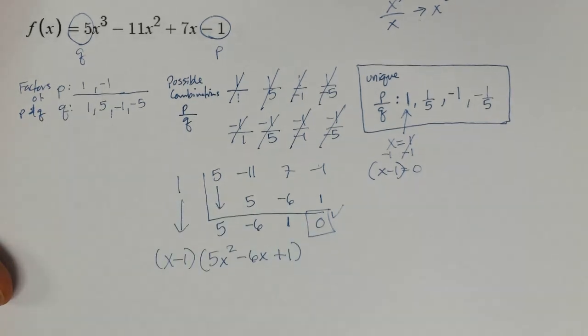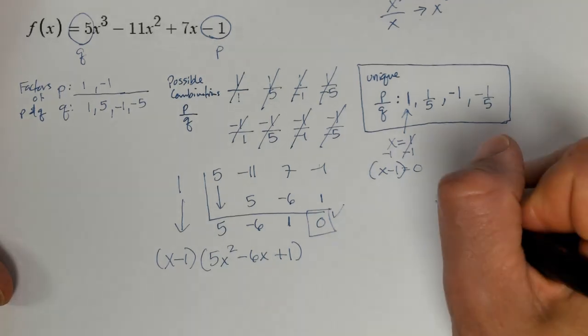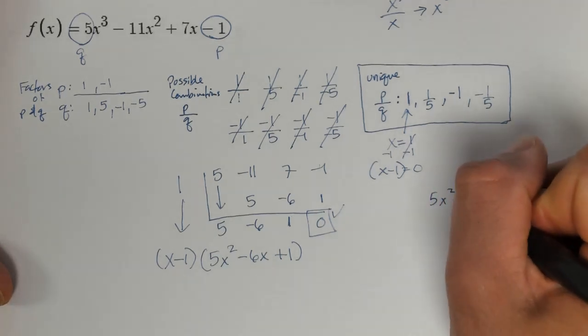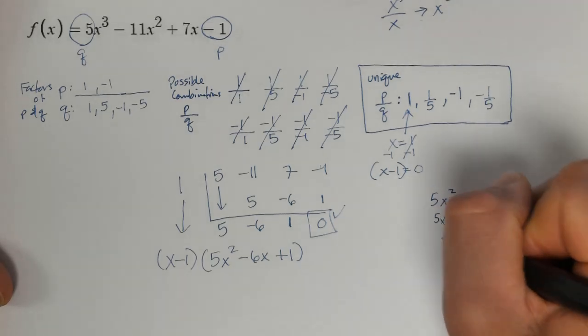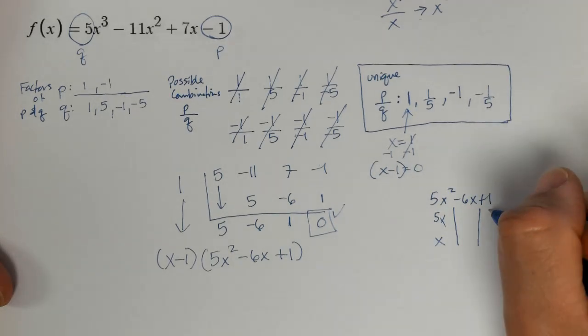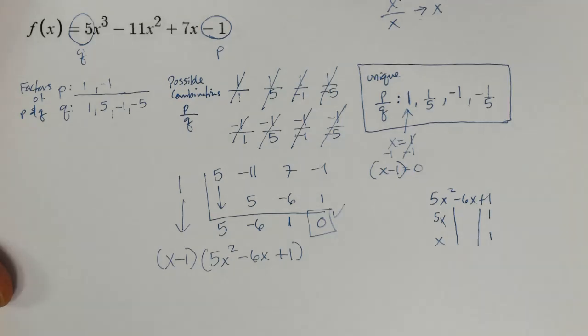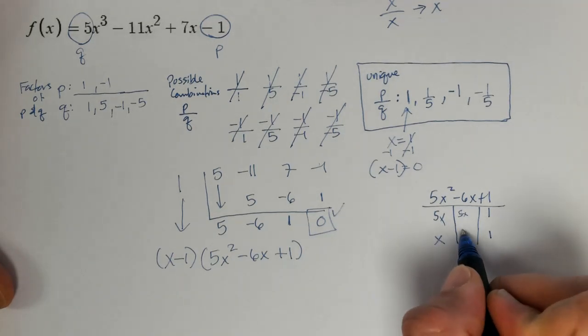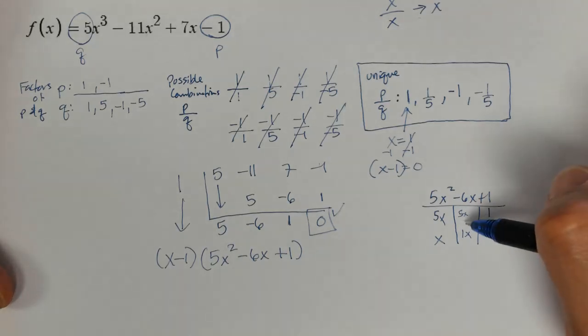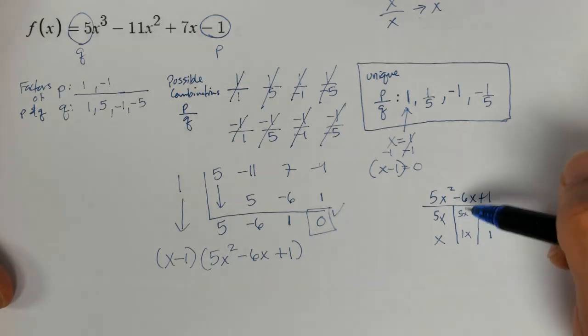The next thing that I want to do is I want to check to see whether this polynomial is factorable. I have a quadratic. Let's check to see if 5x squared minus 6x plus 1 can be factored further. I have 5x times x is 5x squared. 1 times 1 is 1. When I cross multiply, I get 5x and 1x. And the only way to get a negative 6 from these two numbers is if they're both negative.